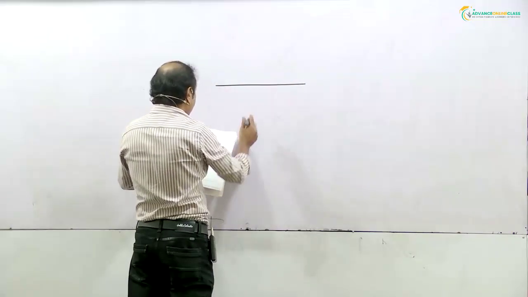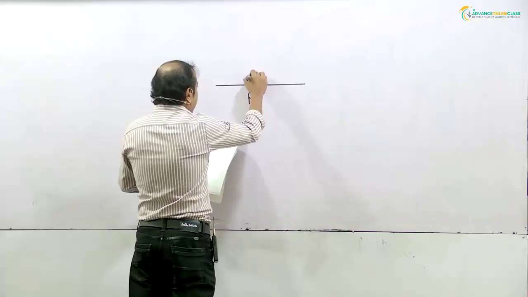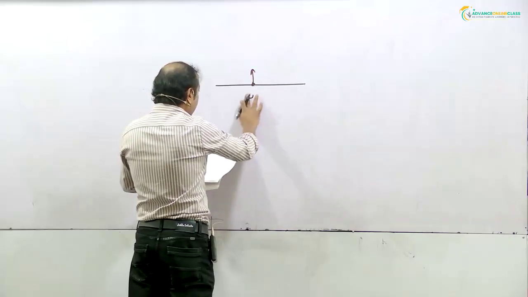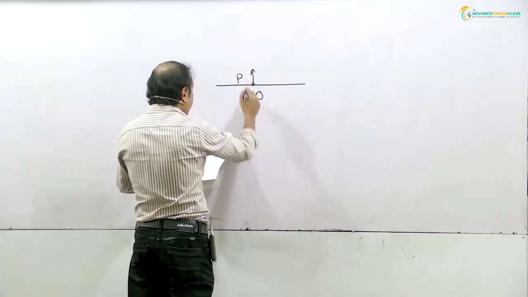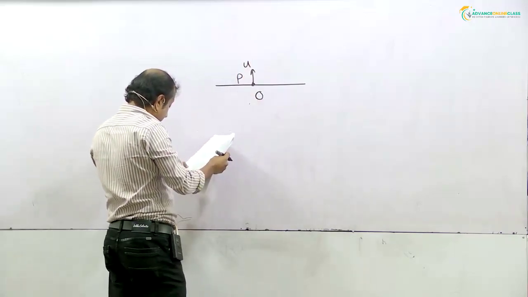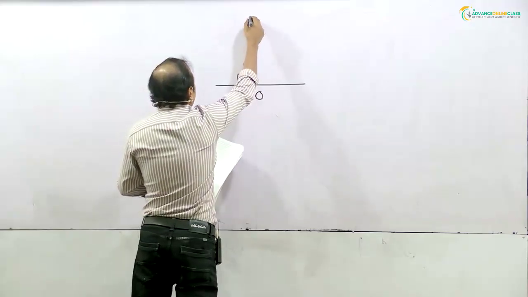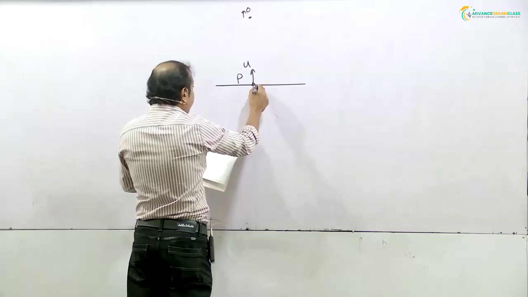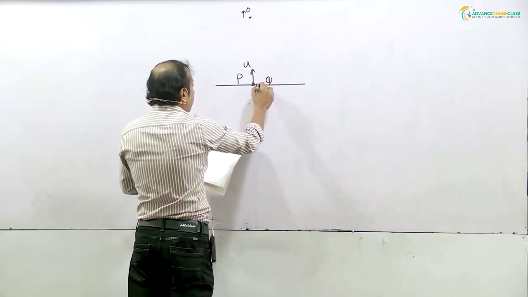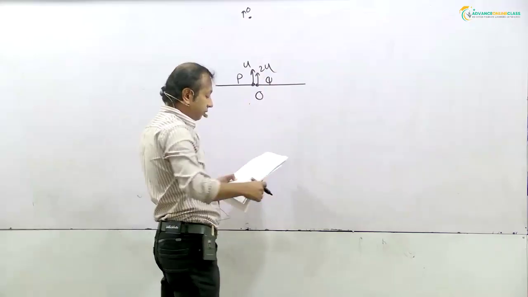Particle P first: P is projected from a point O with initial velocity u. When it comes to the highest point, its velocity is 0. Another particle Q is projected with velocity 2u upwards.